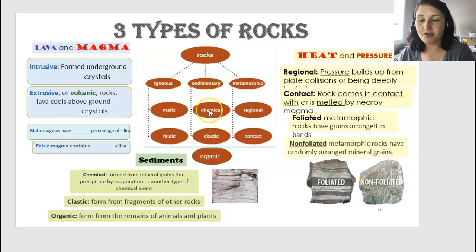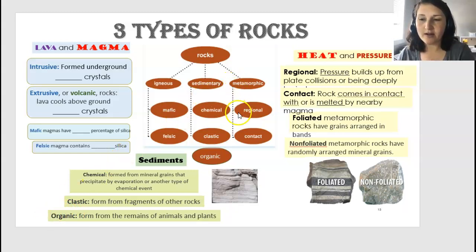Rocks that are sedimentary can form by three processes: chemical, clastic, or organic. Chemical would be something like I mentioned about evaporation or precipitation, so some sort of chemical event that would take place. A clastic rock forms when fragments of other rocks compact together over time, and organic sedimentary rocks form from the remains of animals or plants, so they came from some sort of living source. That word organic tells us that it came from something that was living.